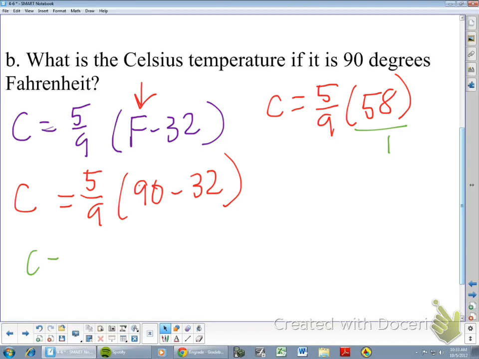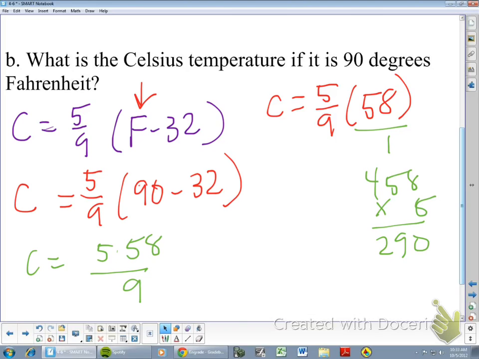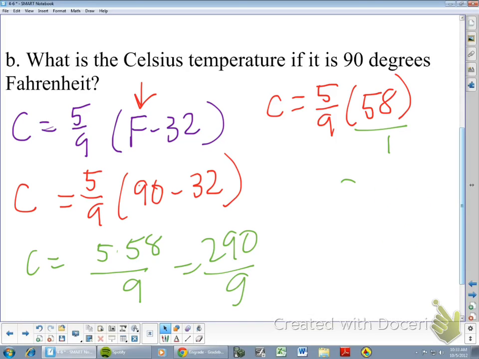So I do Celsius is equal to 5 times 58 divided by 9. Now 58 times 5 is 290. Did I do that? Okay. So we'd have 290 divided by 9. Okay, and so if I did that out, I'd have 9 goes into 290. Okay, 9 goes into 29 3 times. 27, that's 2. Bring down the 0, that's 20. 9 goes into 20 twice, that's 18.